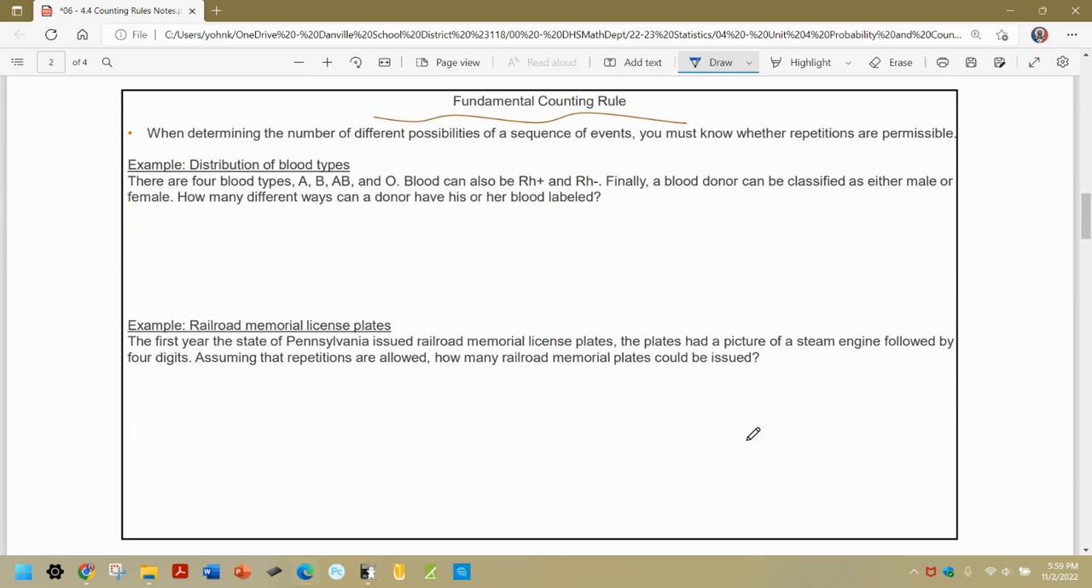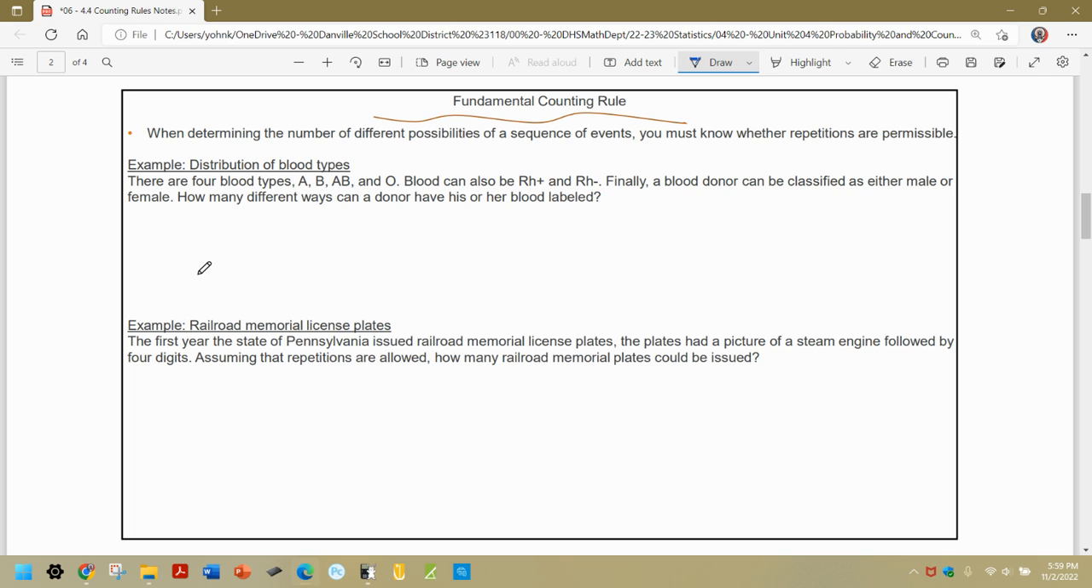All right, we can also use this to help us when we repeat things. Something to remember is that when determining the number of different possibilities of a sequence of events, you must know whether repetitions are permissible. So let's say I have a license plate. Am I allowed to use the number 1 for every single space, or do all the numbers on the license plate have to be different? And if you use letters, can they only be in certain spots? Can you use a letter more than once? You have to know what the rules are before you can figure out the number of outcomes.